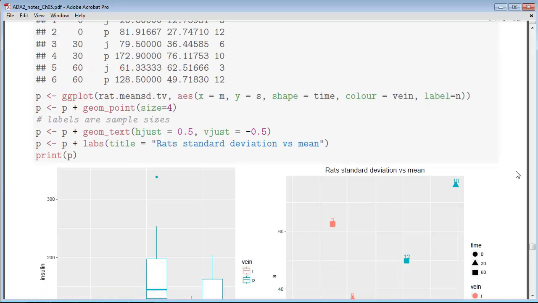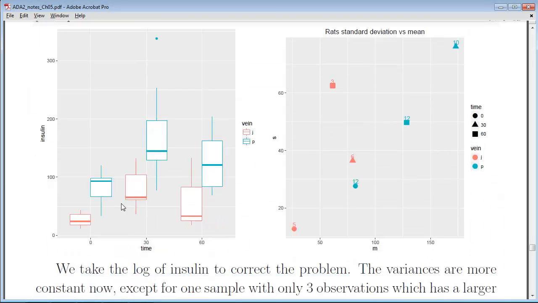Let's just jump down and take a look at that one on the left. So there's the times, insulin, and the vein. And one observation to make is the jugular vein seems to have less insulin measured than the portal vein, but they both start low at 0, they increase to 30, and then they decrease a little bit at 60. That's sort of the general pattern, and it sort of looks like it's the same pattern for both veins.